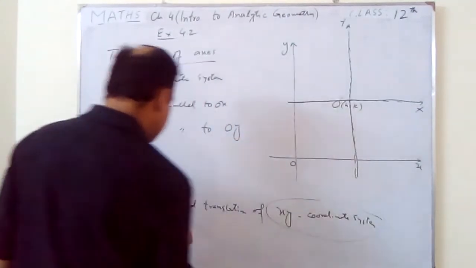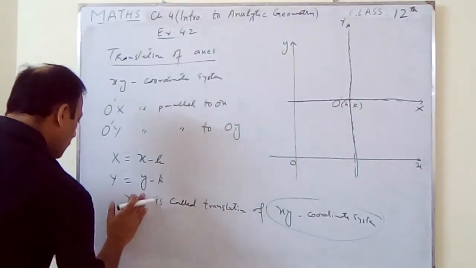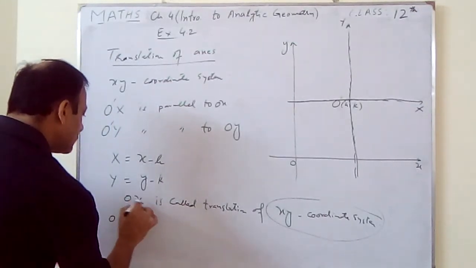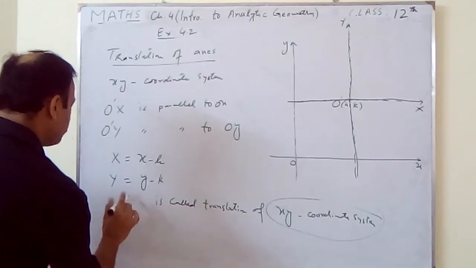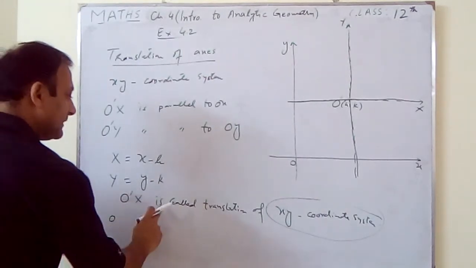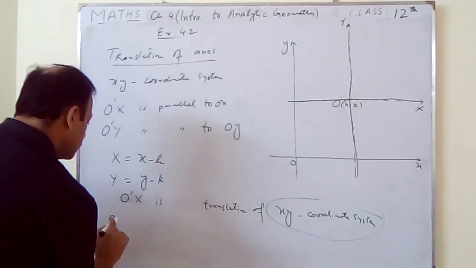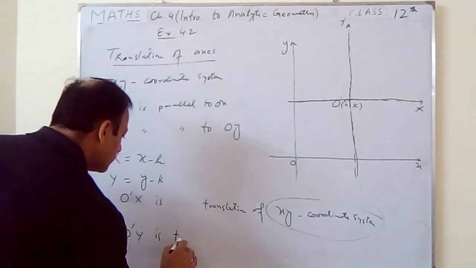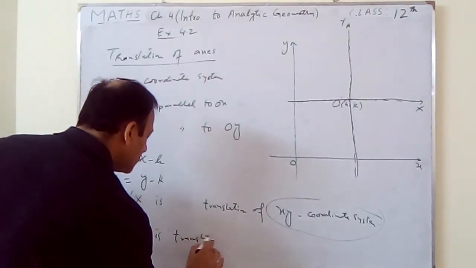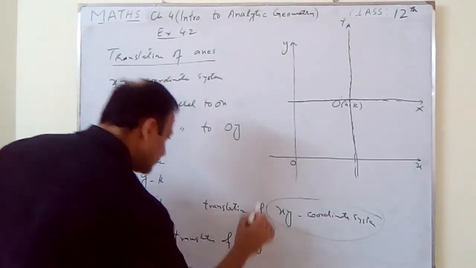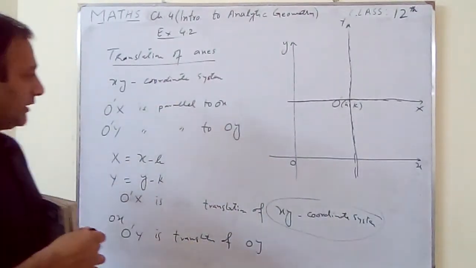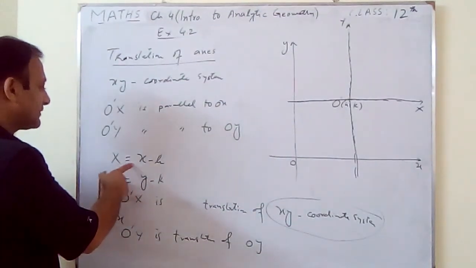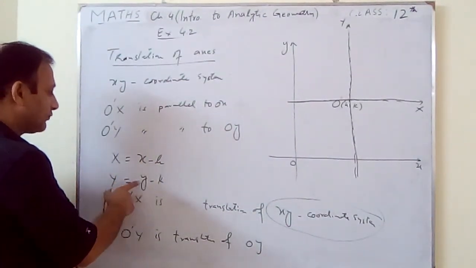Basically this is a translation. I have written here: O prime capital X is translation of small ox and capital O prime Y is translation of small oy. So this is called translation and I have given the formula: capital X is equal to small x minus h, capital Y is equal to y minus k.